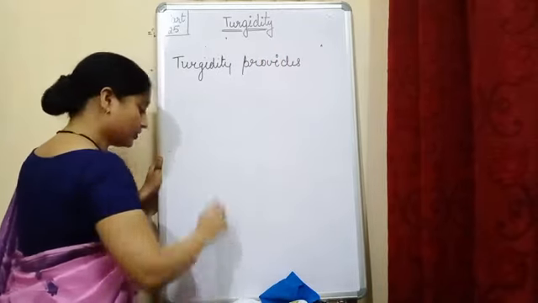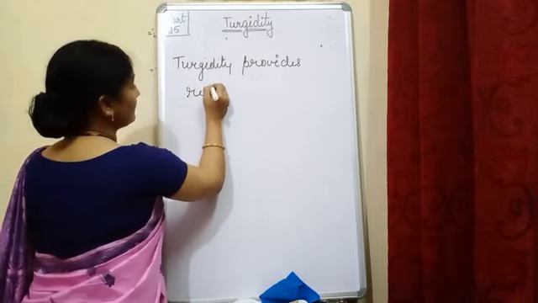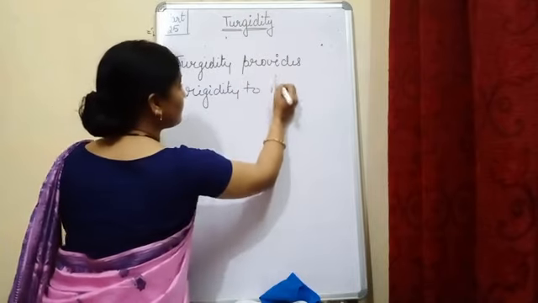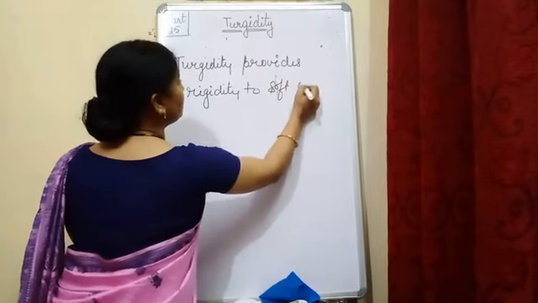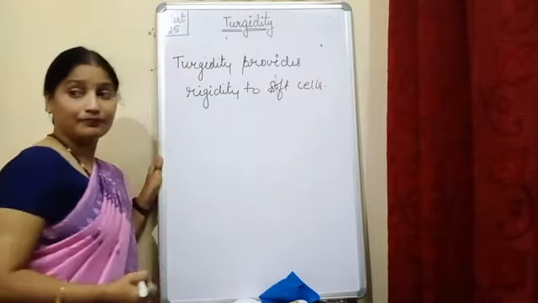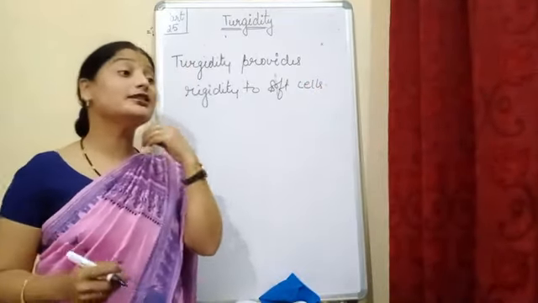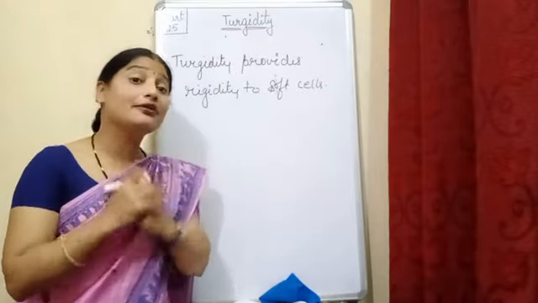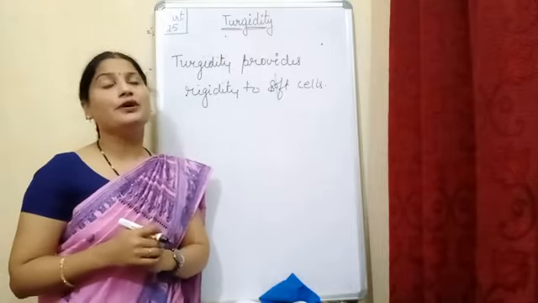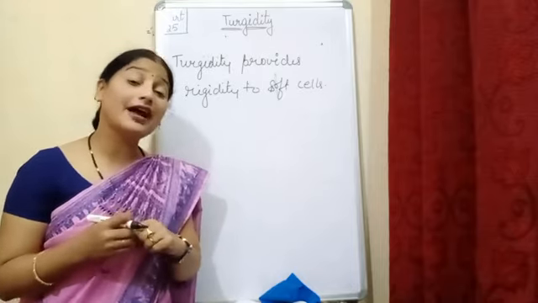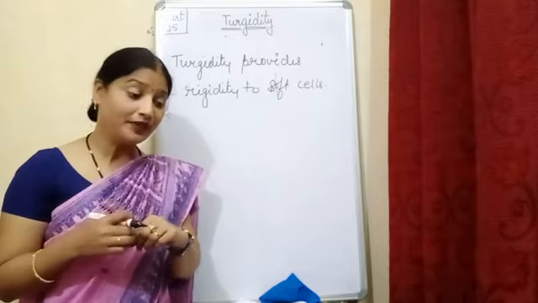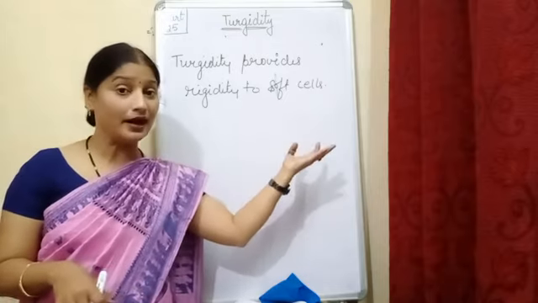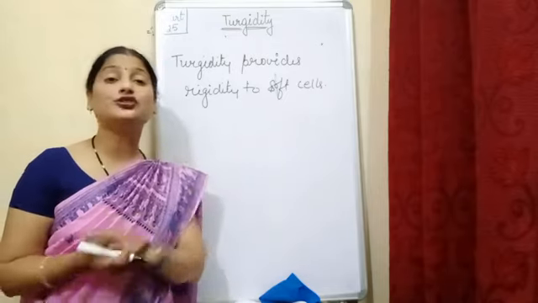rigidity to soft cells. Clear? The root hairs, the cells of the root hairs, after gaining water, they will become rigid. Children, you must have seen the cracks on the wall. Okay, the cracks on the soil because of the growth of the plant. This is the significance of the turgidity.